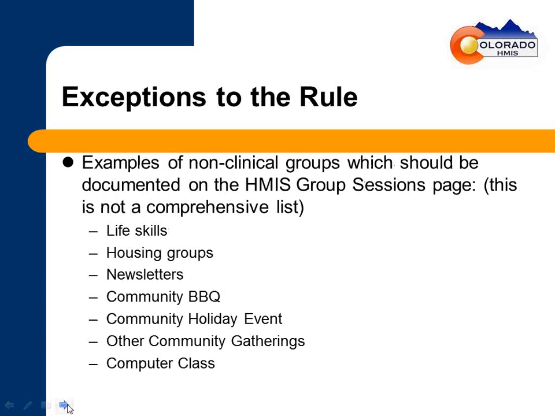Okay, let me finish this exceptions section, and then I'll mention that. So in the past case notes training, there have been questions about what types of groups would count as non-clinical groups. So what kinds of things would you document on the HMIS group sessions page? The list that I have here is not comprehensive. It doesn't cover every possible group. But these are types of groups that are non-clinical that you would document on the HMIS group sessions page. So like a life skills group, any housing groups.